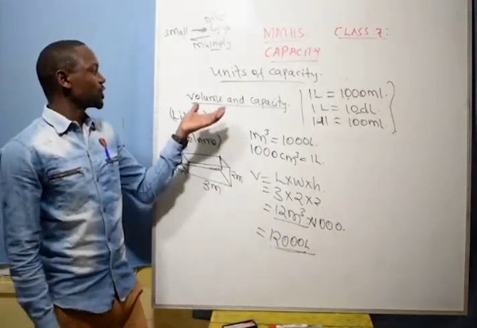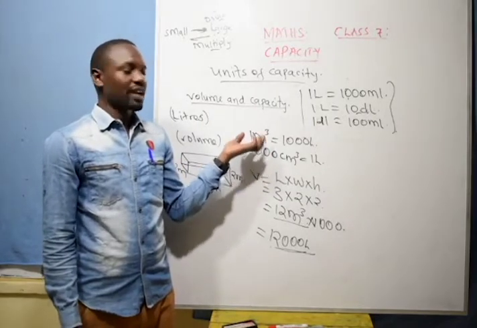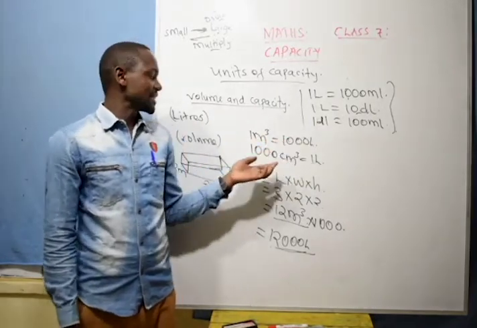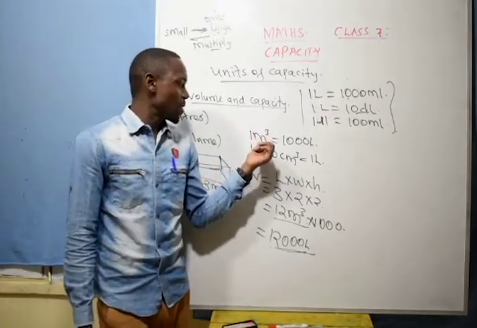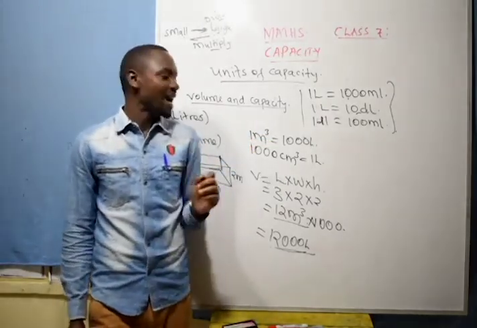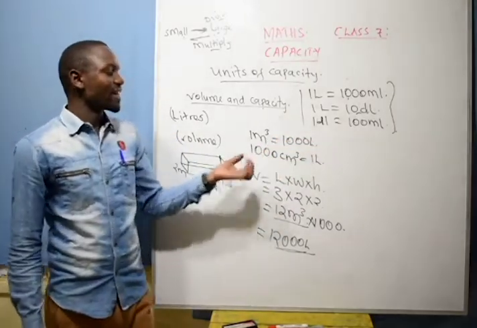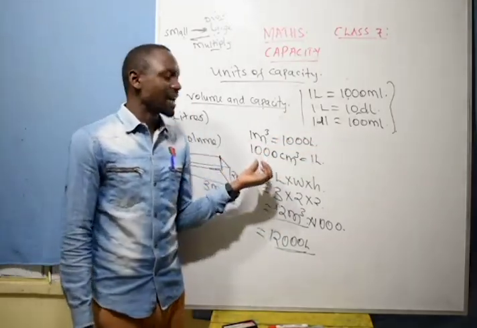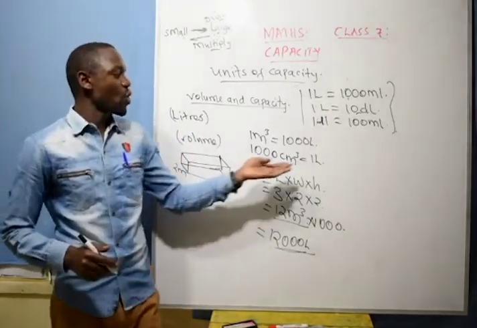So that is the relationship between volume and capacity. 1 cubic meter is equivalent to 1,000 liters, meaning that a container that measures 1 meter long by 1 meter wide by 1 meter high will contain 1,000 liters of water. And a container that measures 10 centimeters long by 10 centimeters wide by 10 centimeters high will hold 1 liter of water.